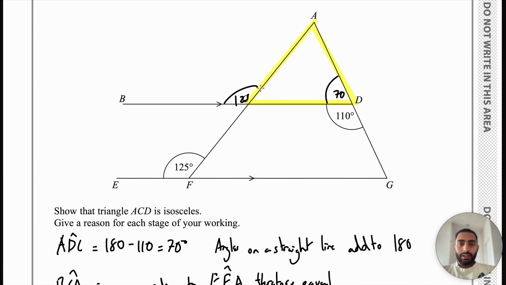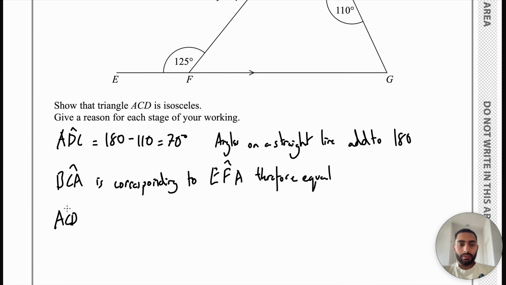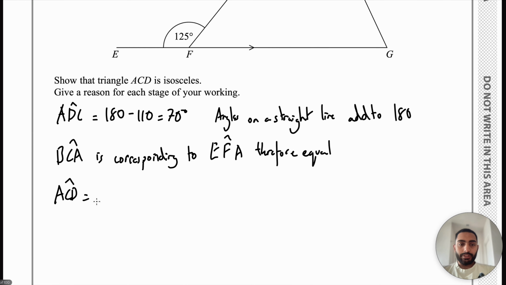The next angle that I can find now is this one over here, and it's on a straight line, so I'm just doing 180, take away this angle 125, which would be 55. So angle ACD is equal to 55, and it's the same reason as ADC.